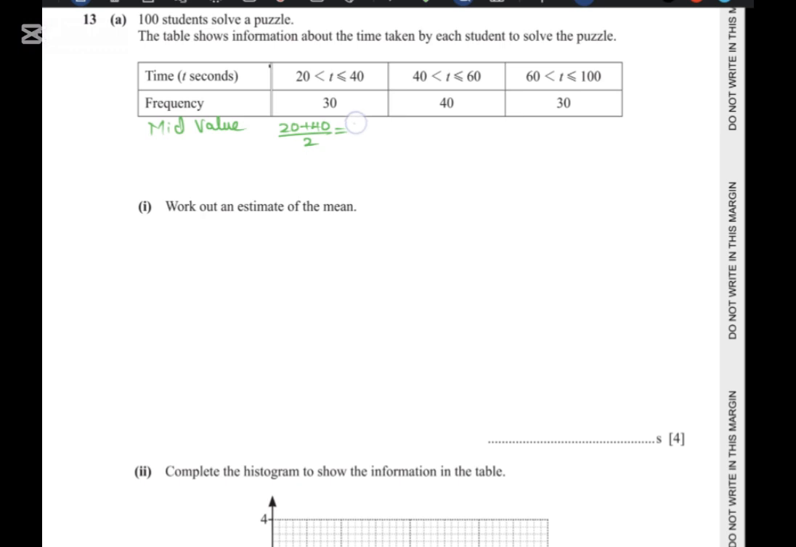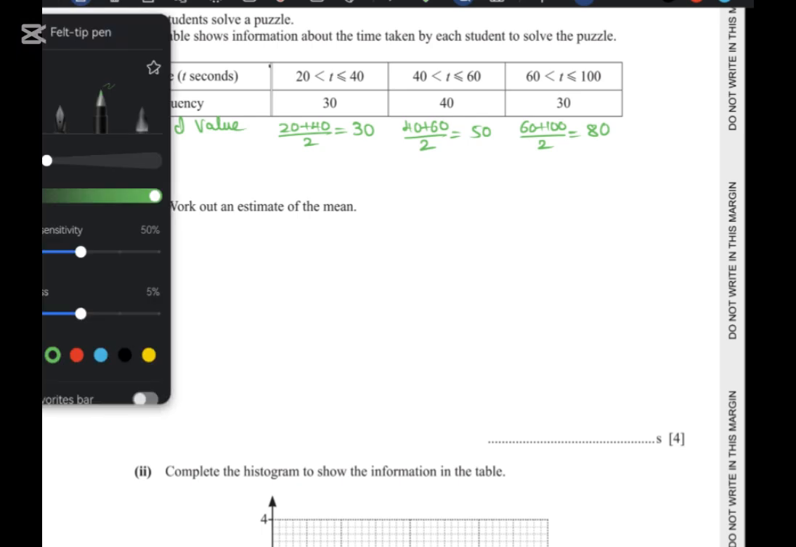20 plus 40 is 60, so 60 by 2 is 30. Then 40 plus 60 by 2, which is 100 by 2, which is 50. And then 60 plus 100 by 2, which is 160 by 2, which is 80. You need to be a little bit faster in these kinds of calculations, students. So the mid values we found out. Let us find out the mean now.